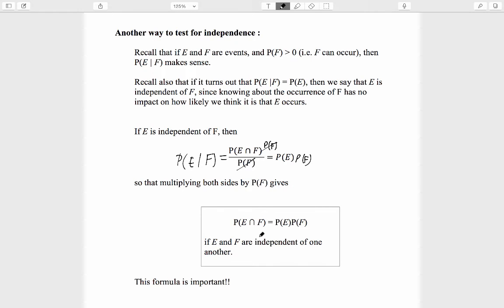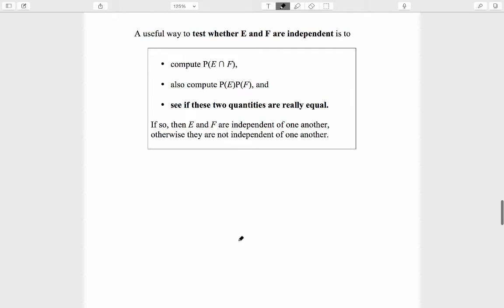Not only is it a true statement about independent events, but it gives us a new way of testing whether events are independent. So here is a useful way to test whether E and F are independent, and that is to compute probability of E intersect F, also compute probability of E times probability of F, and see if these two quantities are really equal. If this quantity, probability of E intersect F, really does equal this product, P of E times P of F, then E and F are independent of one another, and otherwise they are not independent of one another.